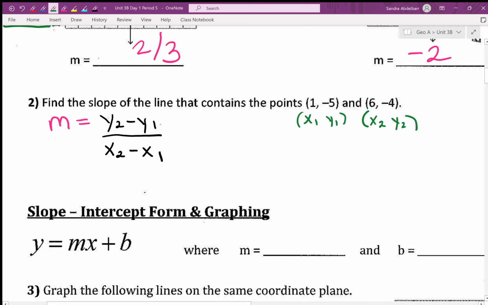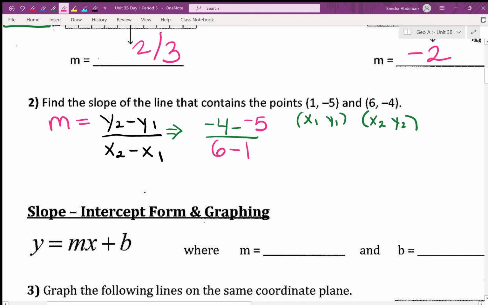All right, now we're going to substitute into our equation. So it says y2. Well, what number goes with y2? -4. Minus y1, which is? Good. So this is -4 minus -5. Do not just write -4 minus 5. It's -4 minus -5. All right, then we have x2. Do we all agree that's 6? Minus x1, which is 1.